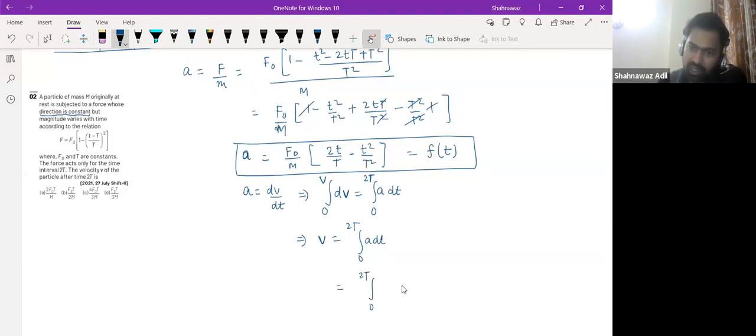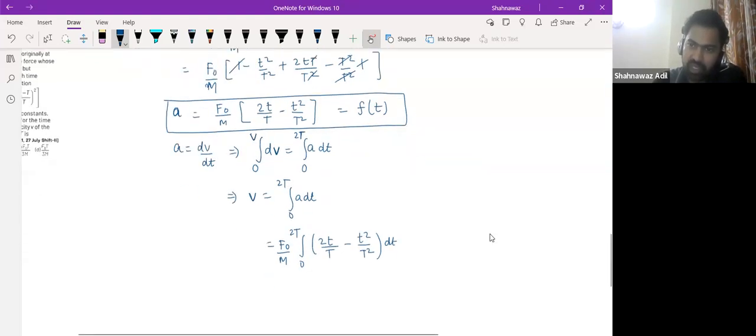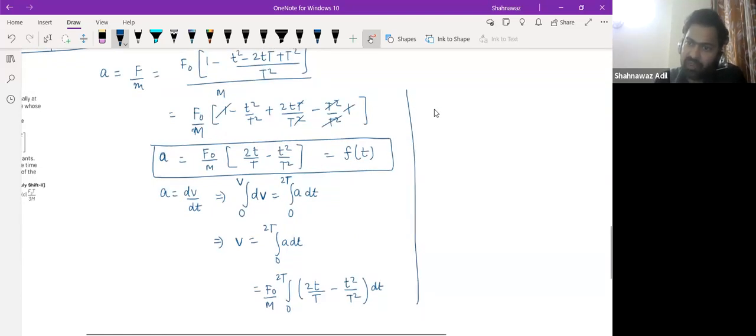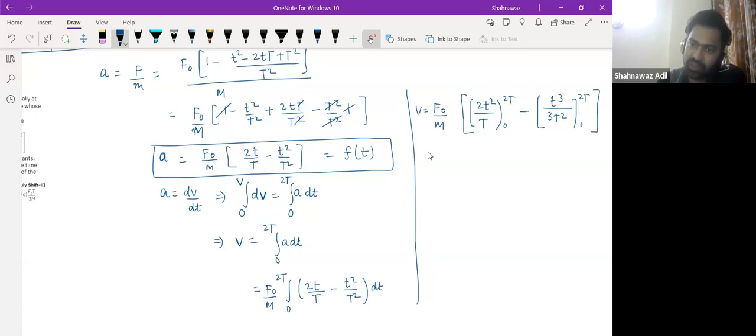The integral from 0 to 2T, and F naught by M is constant, so we can take it outside. And the integrand is 2t by T minus t square by T square, dt. So what would this integral be? Let us write it here. So v is F naught by M, and this integral is 2t square by T, from 0 to 2T, minus t cube by 3T square, again from 0 to 2T.